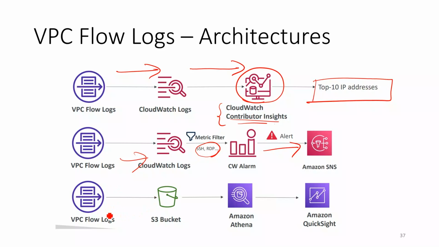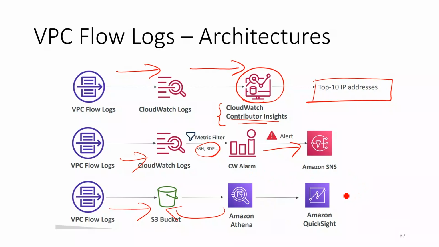Another architecture is VPC flow logs going to an S3 bucket. The S3 bucket can be queried directly using Amazon Athena. You can run SQL queries using Amazon Athena directly on S3, and that is one of the favorite questions that comes in the Solutions Architect exam. If you have some data in S3 and you want to run queries directly on S3 without taking the data out, what will you do? You have to run Amazon Athena queries on that.